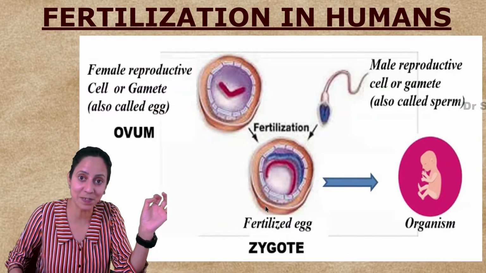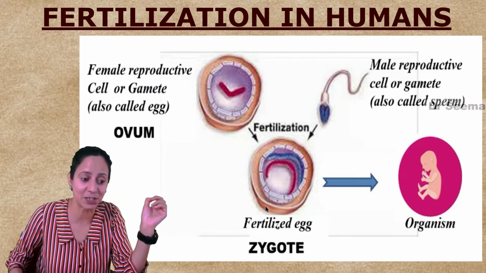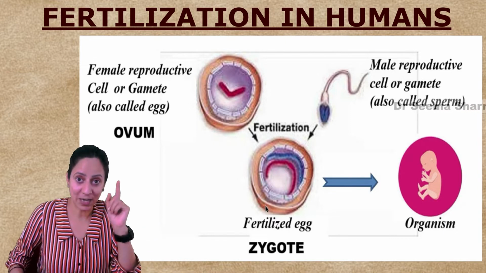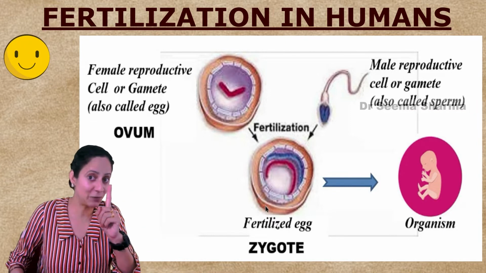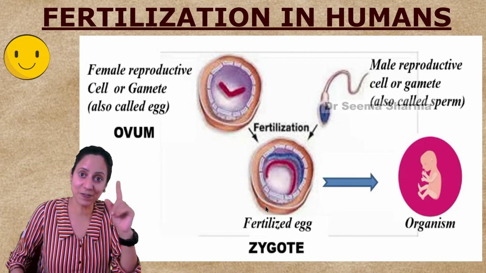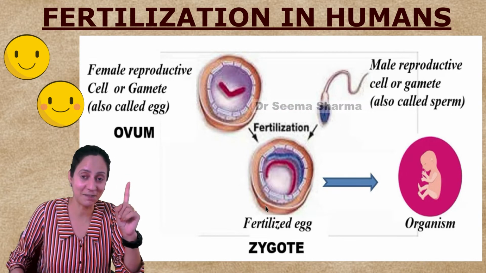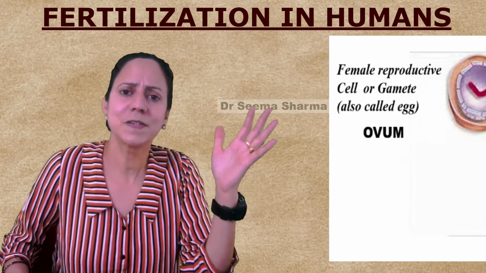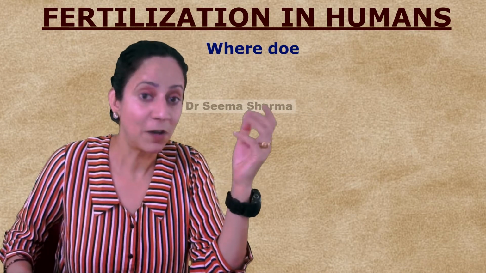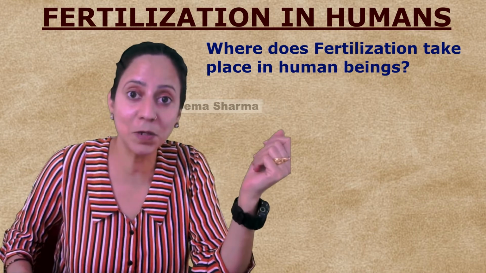And the same is visible in this pictorial representation. So viewers, once upon a time, you were also a single cell fertilized egg. I was also a single cell fertilized egg, and we started our life as a zygote. This is about fertilization, but where is it taking place in human beings?